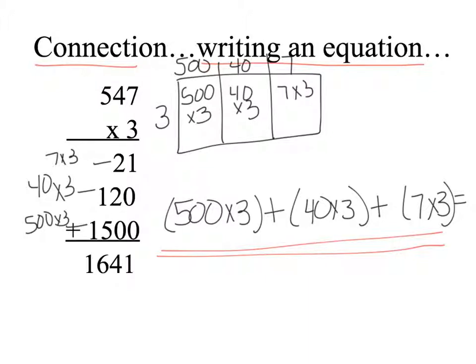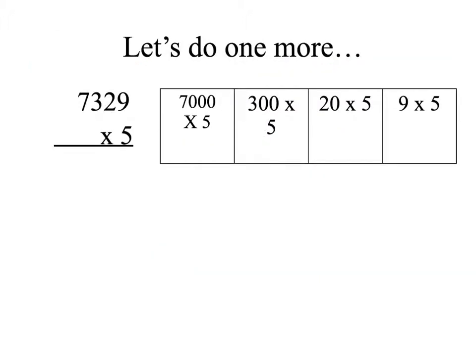This equation gives me the same information as solving my problem 547 times 3. I can get that information using the partial products without drawing the box, or I can get it by simply taking my facts from the boxes and writing them down as my equation. Let's do one more. Take a moment to copy this problem on your paper.